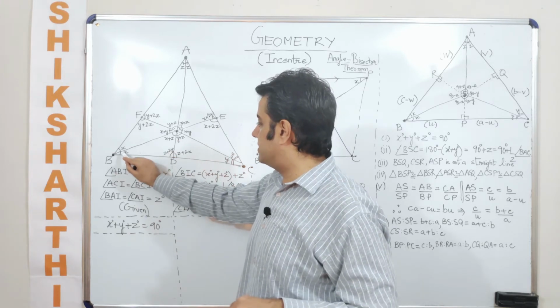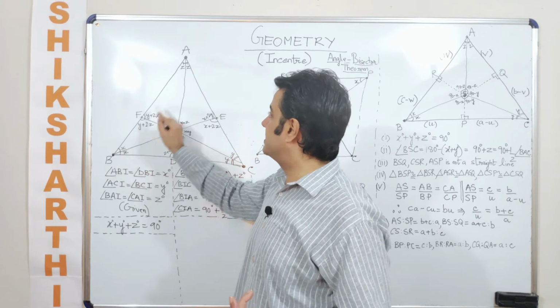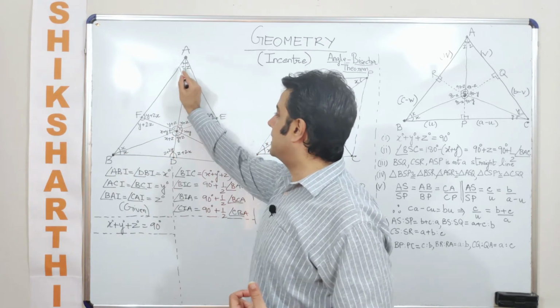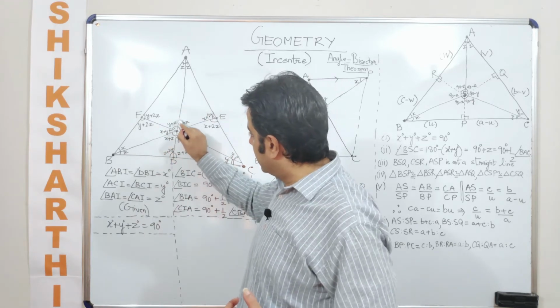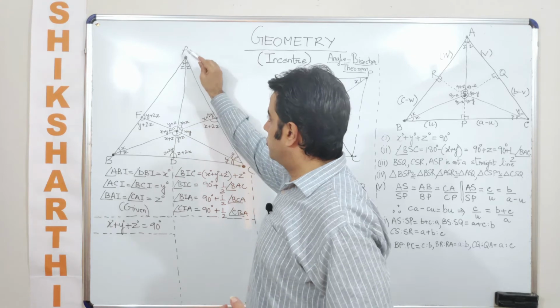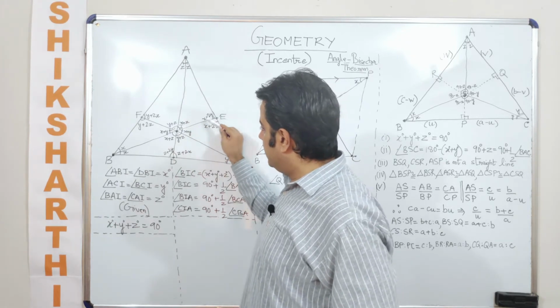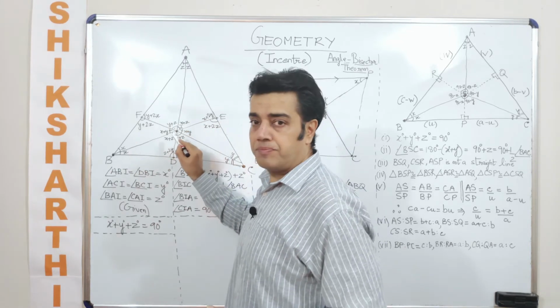For example, if this is angle X, this is also angle X because we are talking about angle bisector. So we start off with angle X, angle X, angle Y, angle Y, angle Z, angle Z. Now once I have these angles, I can find out this angle. Which angle am I talking about? I am talking about angle AIE. Now angle AIE is nothing but the remote exterior angle.